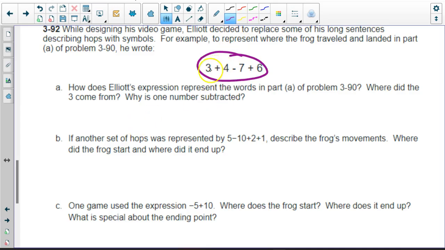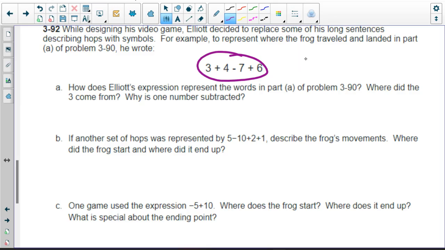But in your head, you can think about, okay, I start at 3, I head to the right 4, so I'm at 7, I go to the left 7, so I'm at 0, and then I go to the right 6, so I'm at 6. So in my head, I still do the same thing. I'm still moving on the number line. I don't have a little sentence describing that to me.